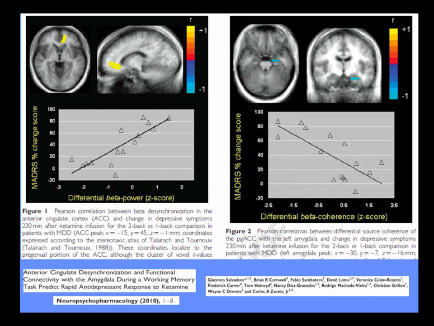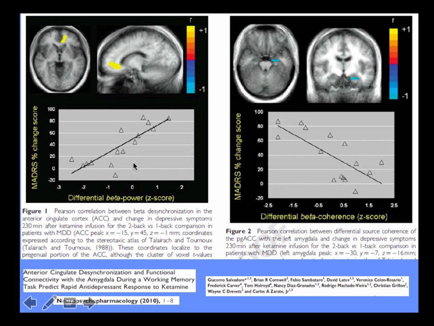What they showed was, I keep losing the cursor. There it is. This is the differential beta power in anterior cingulate, from the scan before ketamine administration. Ketamine, as you probably know, administered IV is a very fast-acting, rapid-acting antidepressant. What you're seeing here is the differential beta power in the task from the MEG, and on the y-axis is the change score for the antidepressant effect, but this is from the baseline scan before the ketamine.